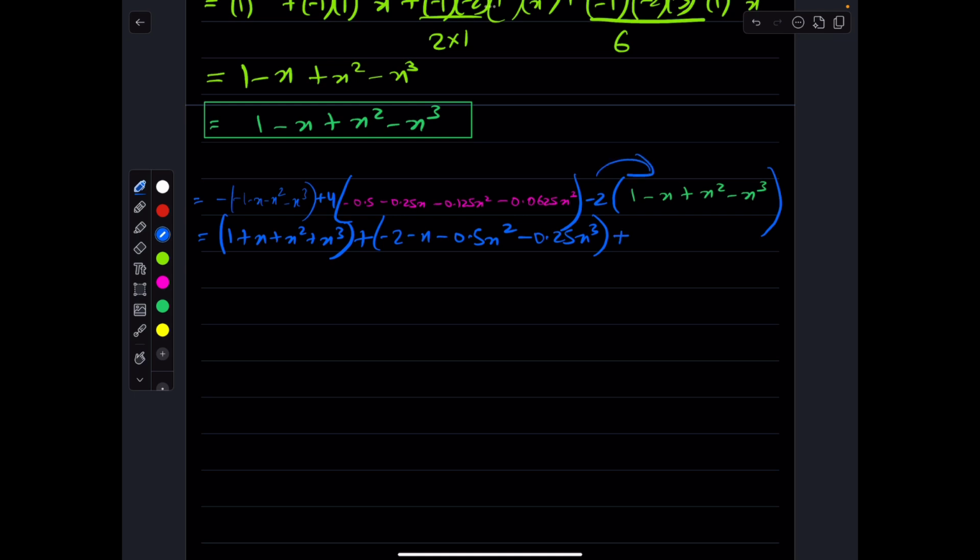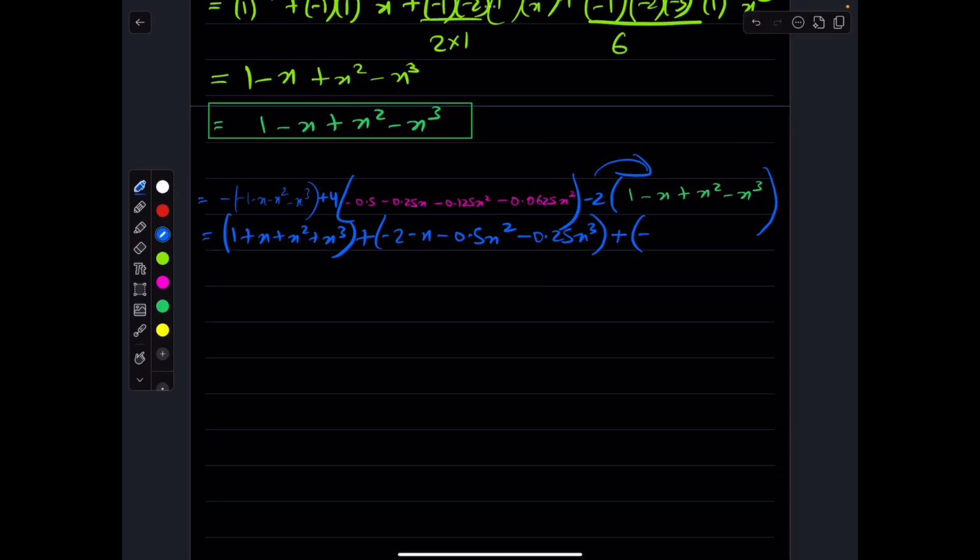And just multiply everything by minus 2. So after everything is multiplied by minus 2, this is what we'll be left with. Then just simply add, so you have minus 3 plus 2x, since this x cancels and then we only have 2. Alright. And then minus 3 over 2 x square plus 11 over 4 x cubed.